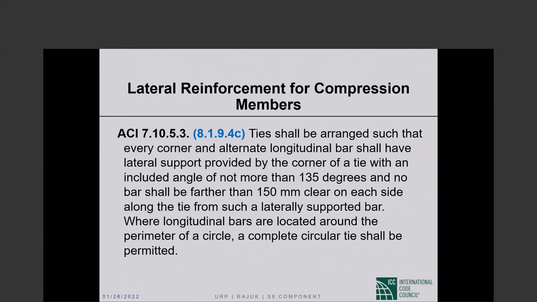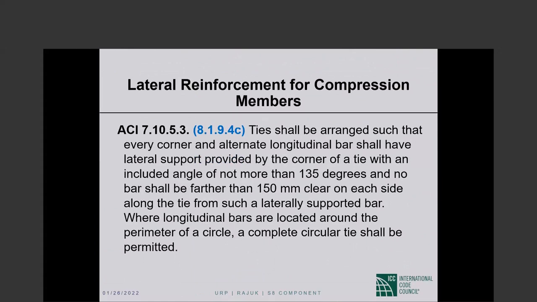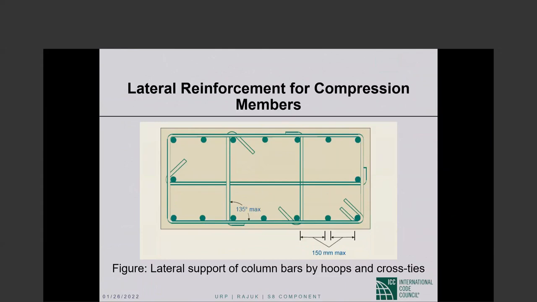Then ties shall be arranged. I will not read it. This is vitally important when we talk about ties in a column. This is what we mean. Okay. So please follow me very, very closely. We normally would have one tie all around. Okay. And that is closed in this picture by 135-degree bends.